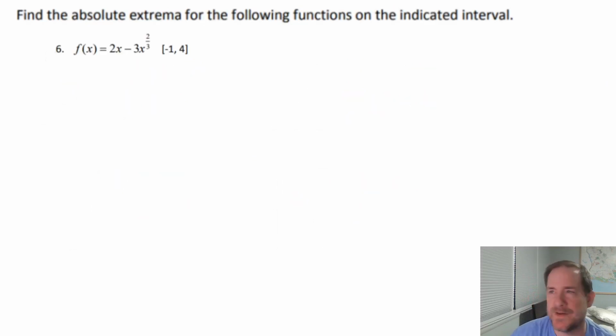Okay, so finally now we get back to some algebra. These questions are asking you to find the absolute extrema for the following functions on the indicated interval. Notice these are closed intervals, so -1 and 4 are part of that interval.